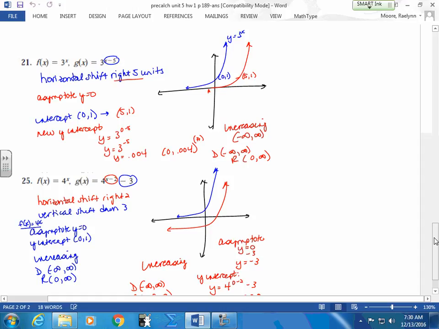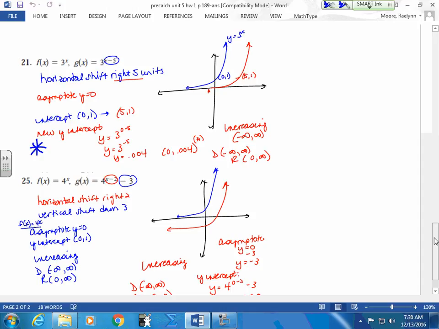Okay, so here we start with your parent graph, basic core function, and we do an x minus 5. Remember, when it's next to the x, it's a horizontal shift. Make sure you say horizontal shift. I want the word horizontal in there. Find your new intercept. This is important. Did the directions say find your y-intercept? Yeah. Find your new y-intercept.